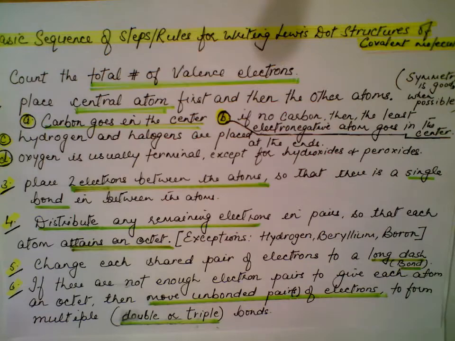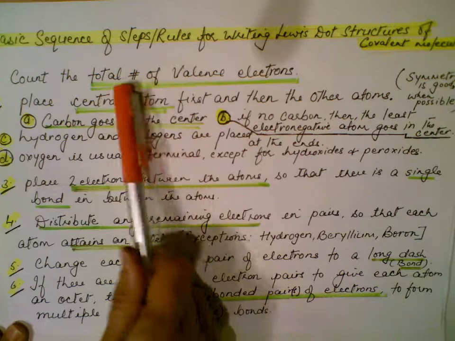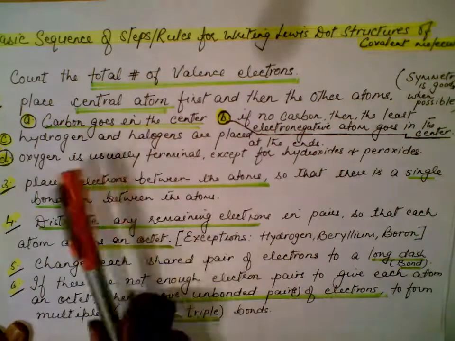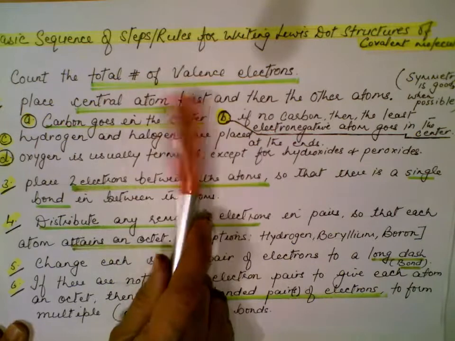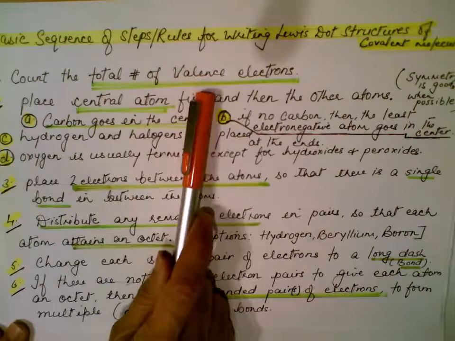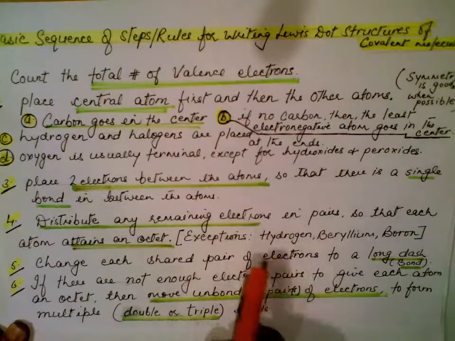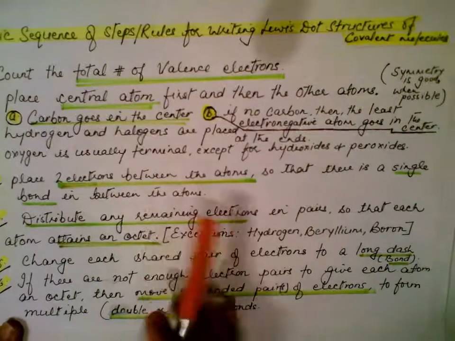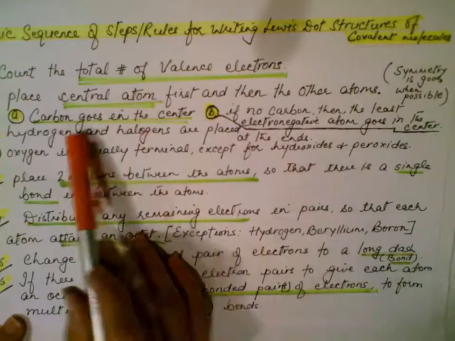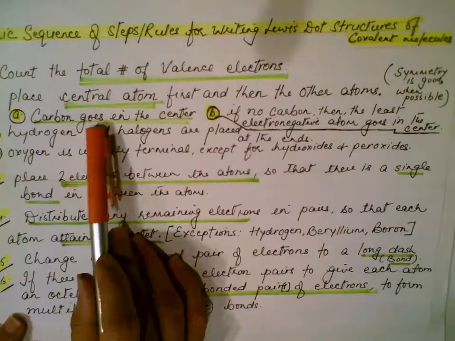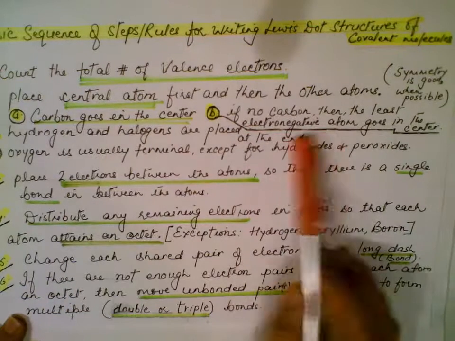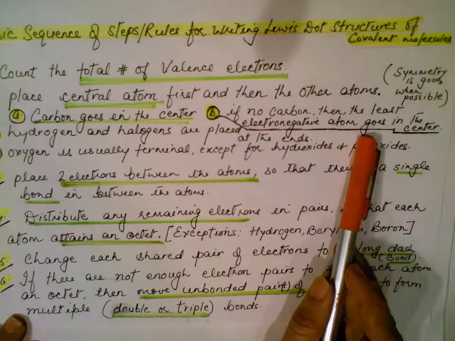For the valence electrons, you can either write the electron configuration, or you can look at the periodic table. For a group element, the valence electrons are equal to their group number, and then you count them total together. And you distribute those total valence electrons among all those atoms that are making up a molecule. In the middle goes the carbon atom, and if a carbon atom is not there, then the least electronegative atom goes in the middle.